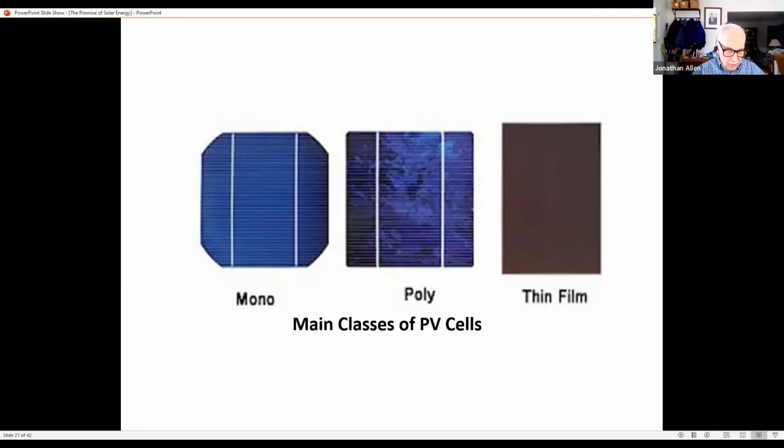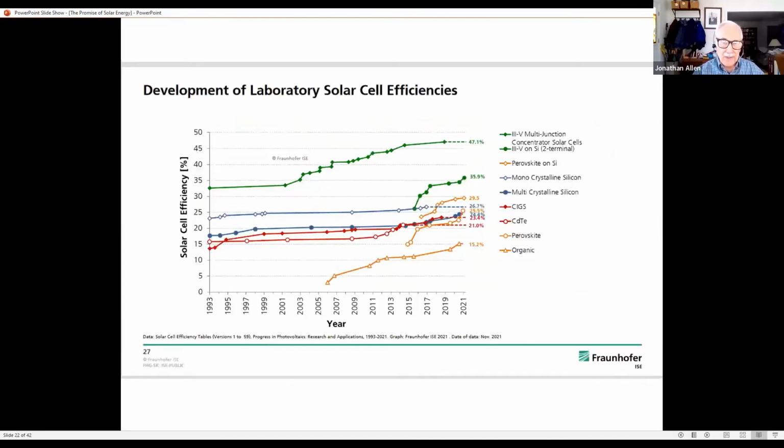The main group of alternatives is thin film, as I said. With the exception of amorphous silicon, these all use semiconductors other than silicon as the active material. Some of the most recent are undergoing rapid improvement. And here we have a graph showing the improvement of lab cell efficiency.